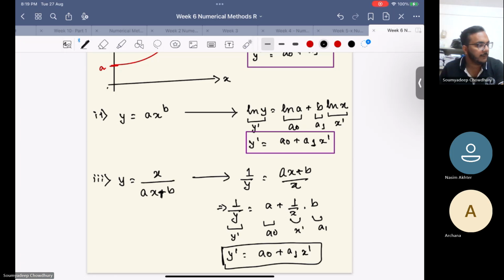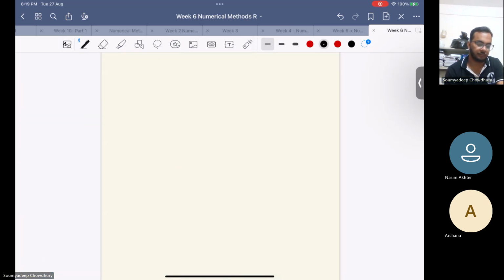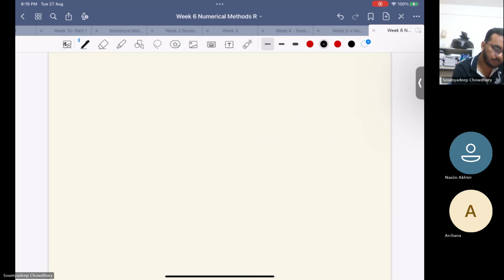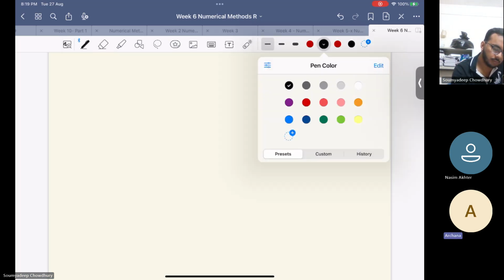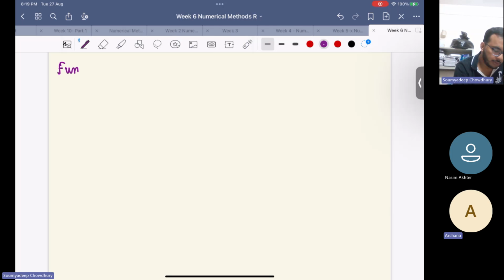Okay. We'll see a problem on how to handle this kind of problem. Archana, is the concept clear? Yes, sir. So this is also called functional regression. That was linear regression. This is functional regression.